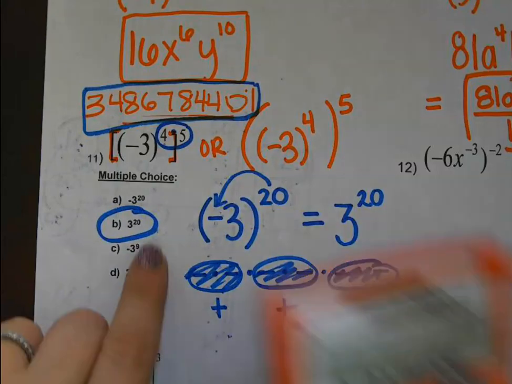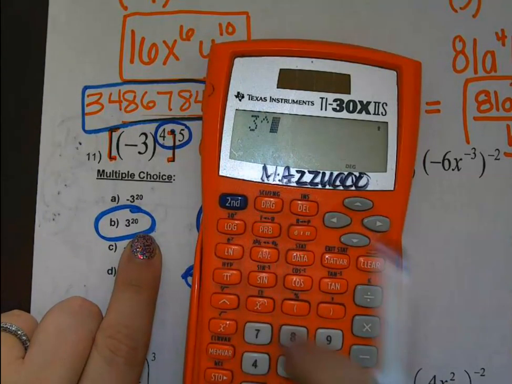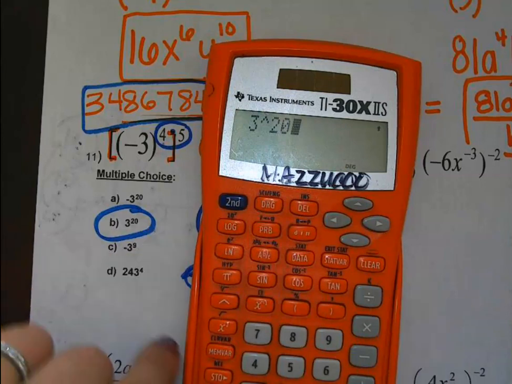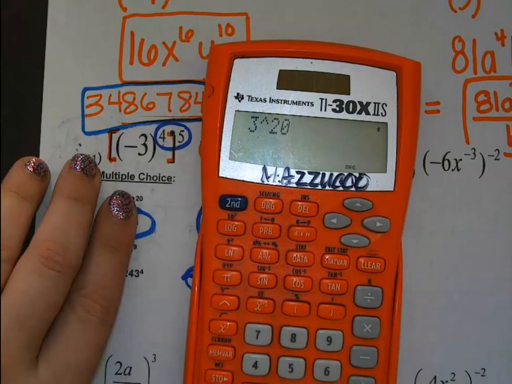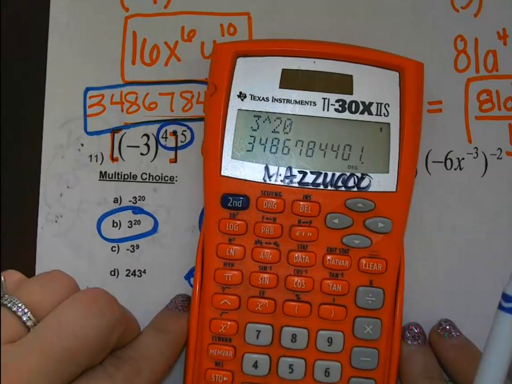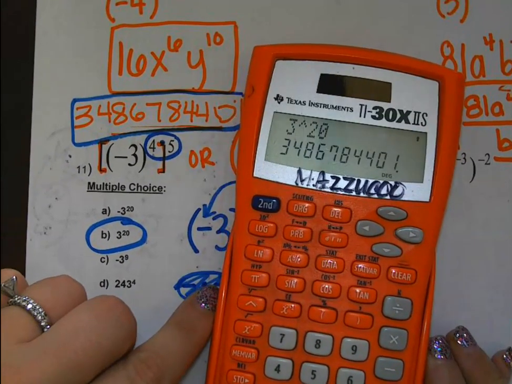Now, if I check it, let's see if it's right. If I do 3 raised to the 20th power, is it going to get me this huge answer that I got putting the original problem in the calculator? And yes, they are equivalent.